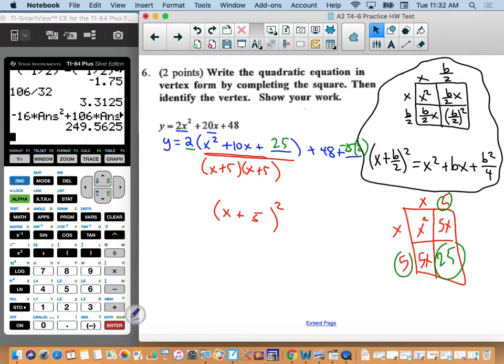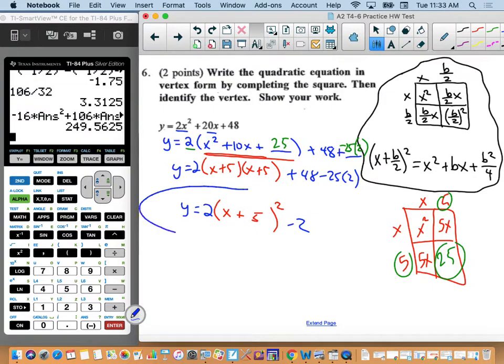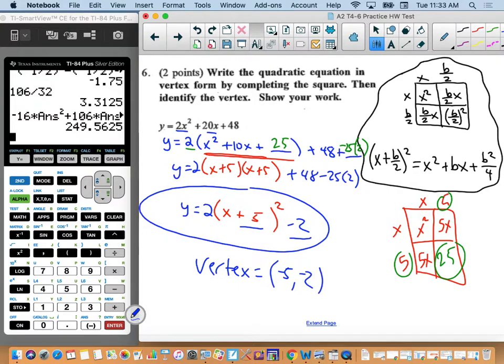So kind of getting this all back together then. It would be y equals 2 times the quantity x plus 5, the quantity squared, plus 48 minus 50, which is a negative 2. So now that it's in this form, I can identify the vertex. The opposite of this, that's the h, same as that. So it would be negative 5, negative 2.